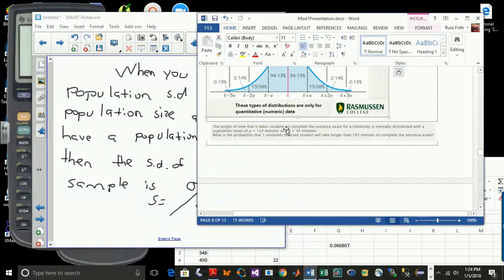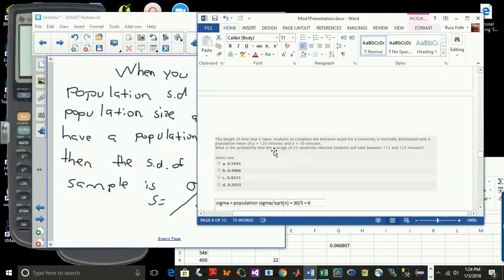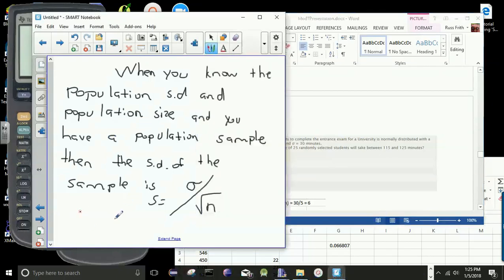The length of time it takes students to complete the entrance exam is normally distributed, mean 120, standard deviation 30. What is the probability that an average of 25 randomly selected students will take between 115 and 125 minutes? For this particular problem, N is the sample size. I may have misspoke earlier. N is the size of the sample.